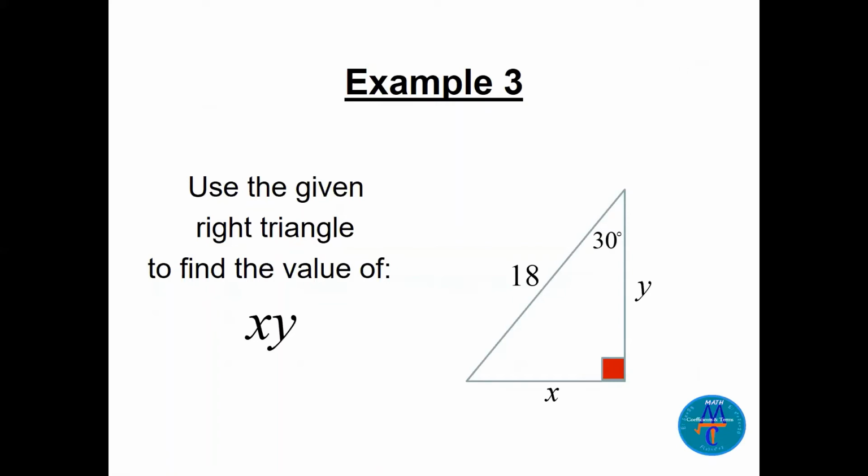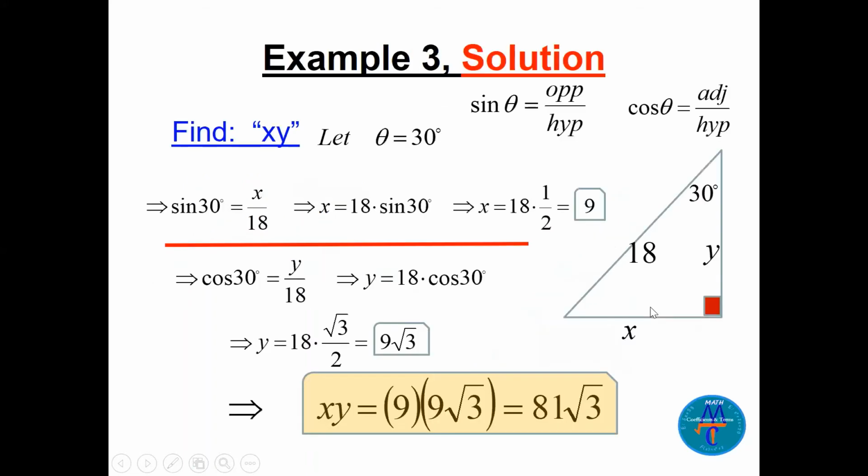Use the given right triangle to find the value of x times y. We have a triangle there, and there is a 30 degrees. This is 90, right? And that's y, that's x, that's 18. So let's find x times y. Now, 30, let's call it here theta. We know sine theta is opposite over hypotenuse. Cosine theta will be adjacent over hypotenuse.